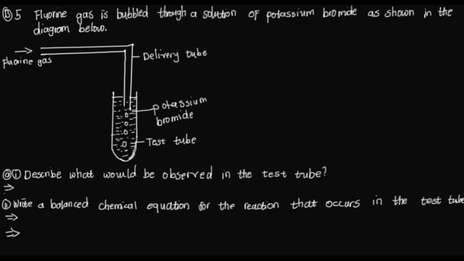Now, the first question here is describe what would be observed in the test tube. So, we want to see what happened after fluorine gas was bubbled through this potassium bromide. So, for us to come up with the point that we can give in terms of what happened, first we need to look at, was there a reaction when fluorine was bubbled through? So we have to check if the reaction was there.